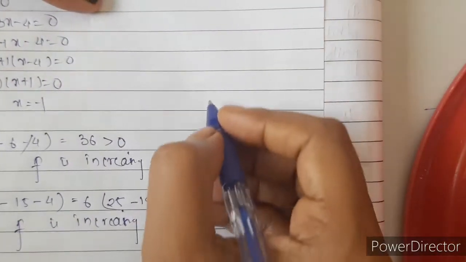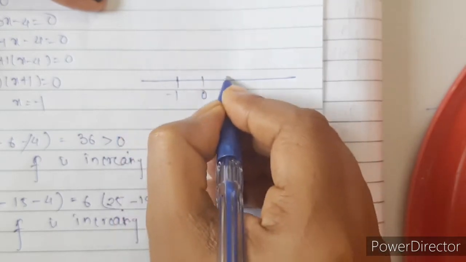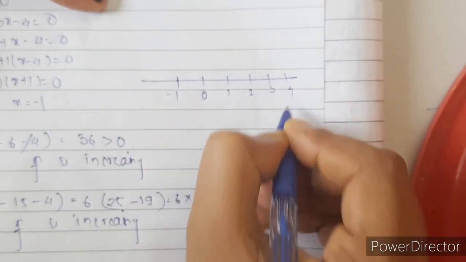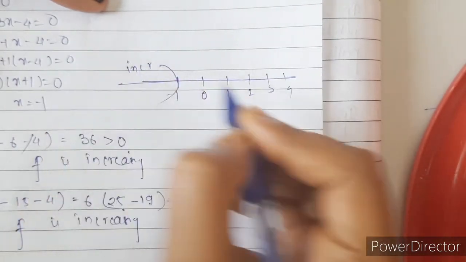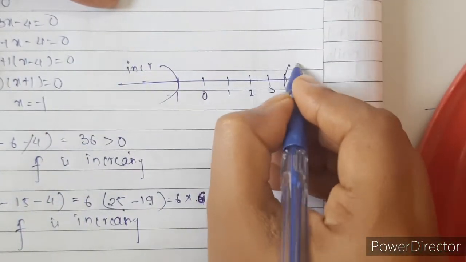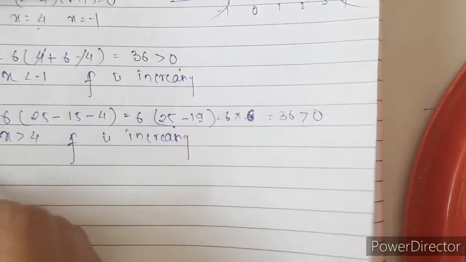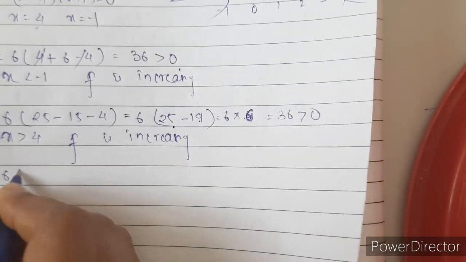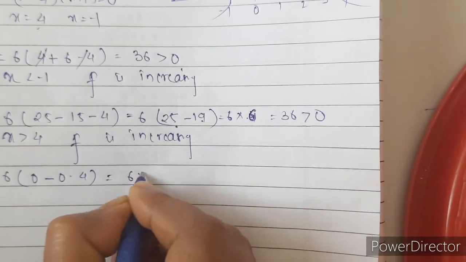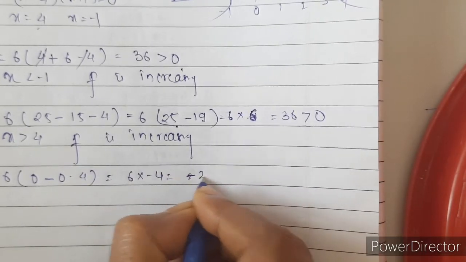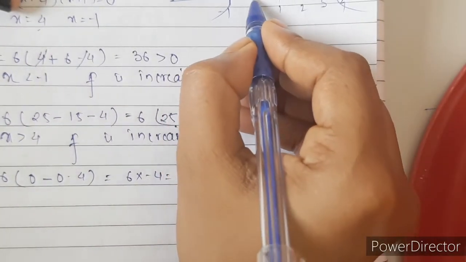Now let's check in between minus 1 and 4. So this is minus 1. Let's assume 0, 1, 2, 3 and 4. Let's check in between. So let me take 0, f dash of 0. So this will be 6 times 0 minus 0 minus 4. So 6 into minus 4 is minus 24, which is less than 0. So here it is decreasing.